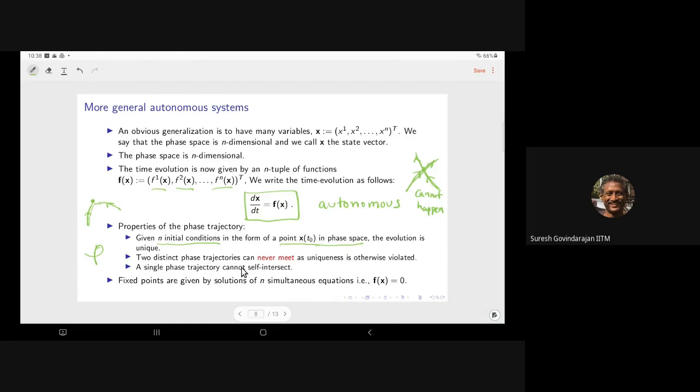Again, we can look for fixed points, but now fixed points will be solutions of n simultaneous equations. So f1 of x should be 0. At the same time, f2 of x should be 0. All of them should be 0. It's not enough if just f1 and f2 are 0 and all the others are non-zero. That won't be a fixed point because other things are changing. Is this clear? This is just simple.